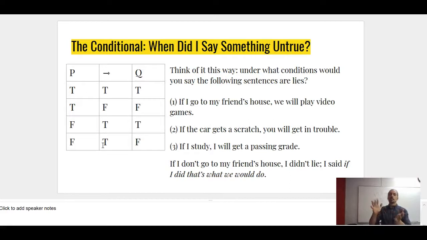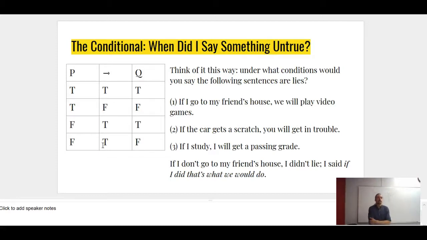All right, when am I lying? If I say, look, if I go to my friend's house, we're going to play video games. If I didn't go to my friend's house, I didn't lie. I said, if I did, that's what we would do. And there's no indeterminate value. So we're going to consider that true. It's only false if I go to my friend's house and then I end up setting fire to things, which is a hobby I used to have as a kid. If I go to my friend's house, Mom, I'm just going to play video games. And then I go and I end up committing arson. Well, then I get in trouble. But if I don't go, I didn't lie, and I can't be in trouble. So it's explicitly false in only one case.